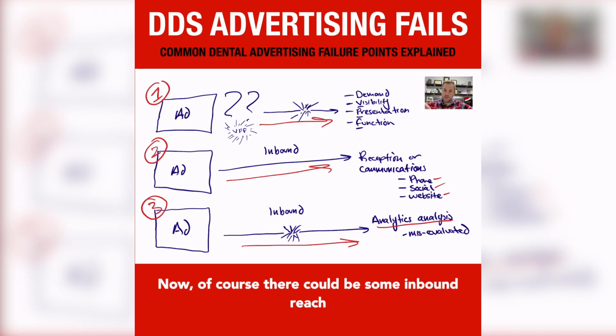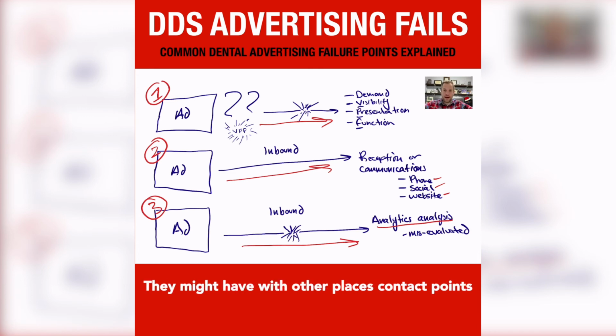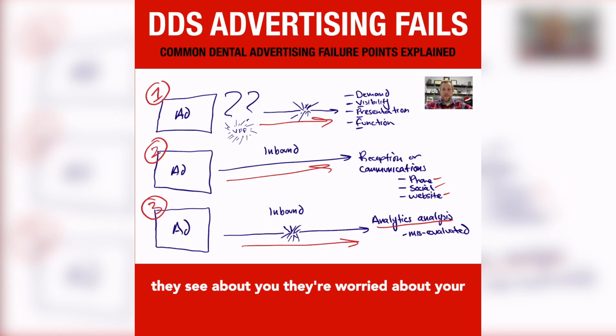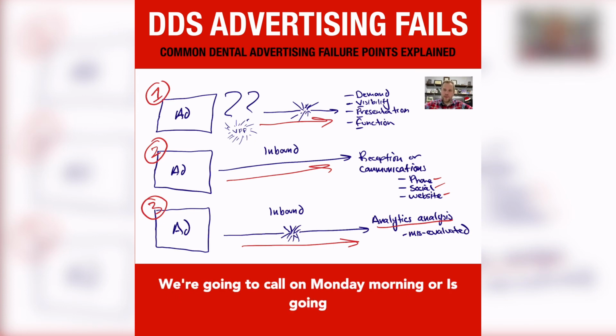Now, of course, there could be some inbound reach at any point in that process, or it could take longer or more steps or more interactions they might have with other places, contact points, as we call them, online. These are places, touch points, right, where people land on and they see about you, they read about your business, and they go back and forth and they look at things and compare you to competitors and get all the data they can, and then say, okay, we're going to call on Monday morning, or they're just going to call, leave you a voicemail, or fill out a form on your website, whatever it is.